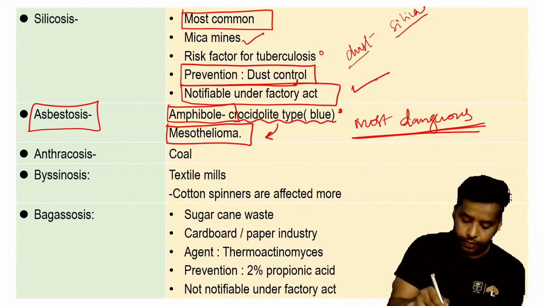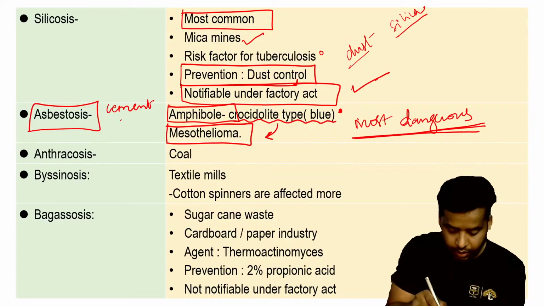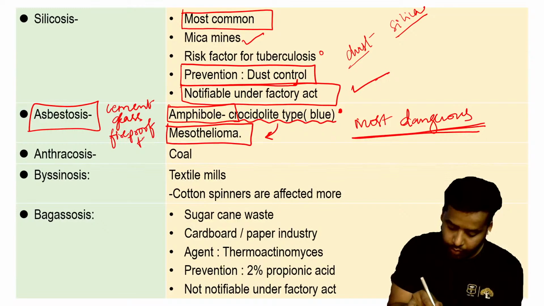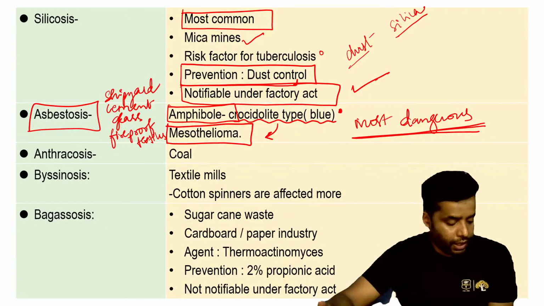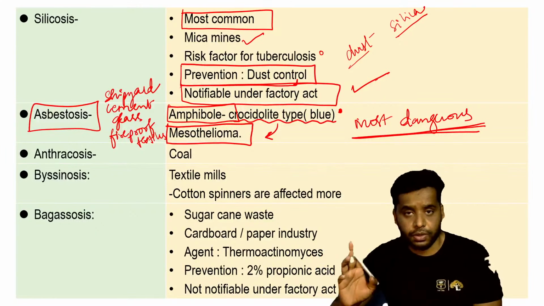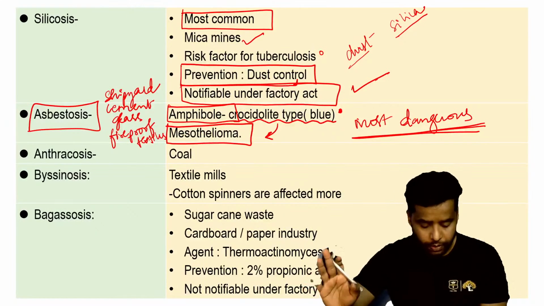Asbestos is used in what type of industries? Cement, glass, and fireproof textiles. It can also be used in shipyards. So if they mention shipyards, cement, glass, fireproof textiles, all these go in favor of asbestos related illness, mainly affecting the lungs, mesothelioma of the pleura.